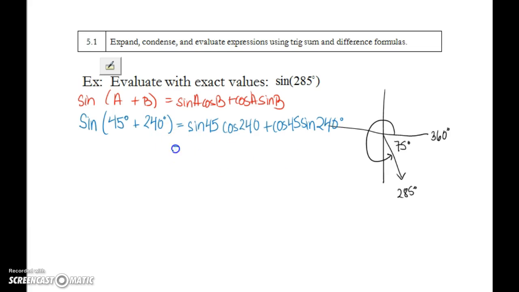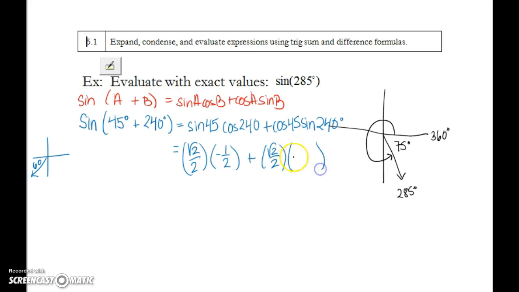Now we know all of these values because they are 30s or 45s or 60s. Sine of 45 is root 2 over 2. That's a note card value. 240 is a 60. So if you look at a little sketch here, 240 is a 60 in quadrant 3. Cosine of 60 degrees is 1/2, but because we're in quadrant 3, it's negative. Cosine of 45, note card value, root 2 over 2. Sine of 240 is the sine of 60, which is root 3 over 2, but again, negative because we're in quadrant 3, and sine is negative in quadrant 3.